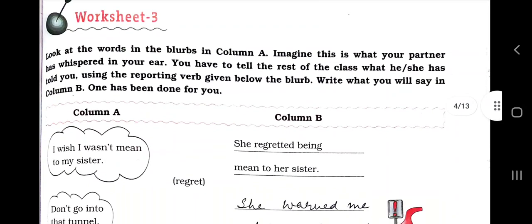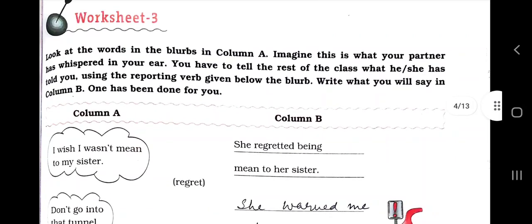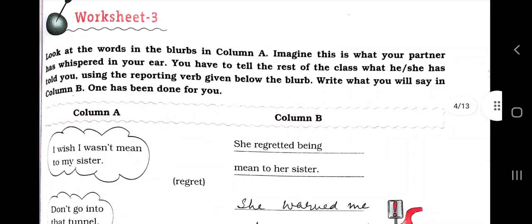Now, worksheet 3. Look at the words in the blurbs in column A. Imagine this is what your partner has whispered in your ear. Whispered means dheere se bolna, to speak in a low voice. You have to tell the rest of the class what he or she has told you using the reporting verb given below the blurbs. Write what you will say in column B. One has been done for you.